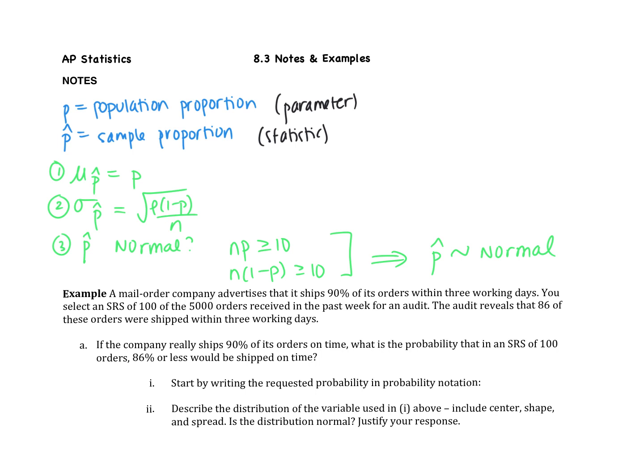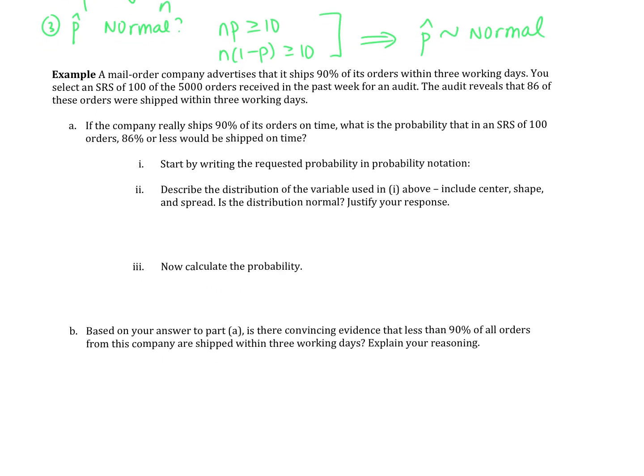So that's it. Now it's basically doing very similar examples to what we just did with proportion instead of mean. So we're going to do one together, and then you are going to do it. Okay. Here is the example that we are going to do.